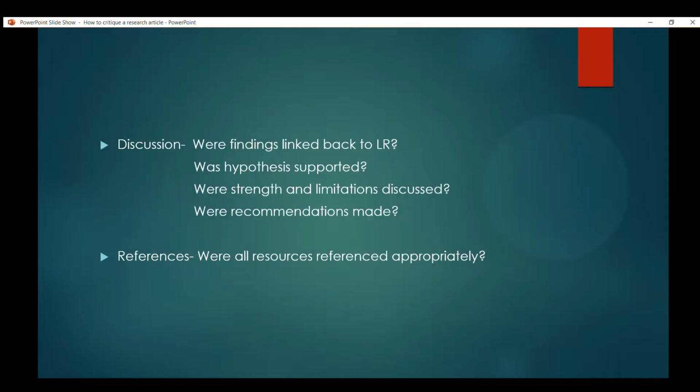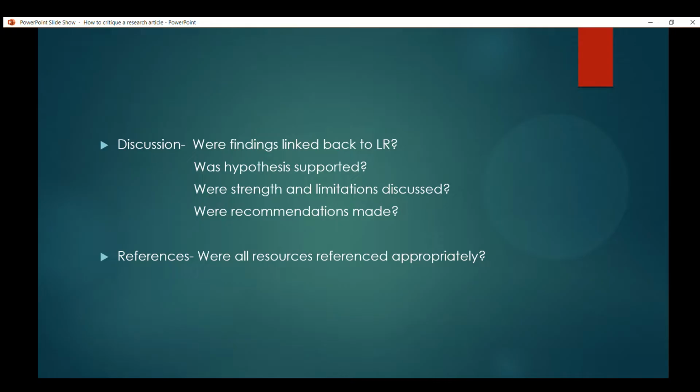So now for the discussion, were you able to link it back to the literature review? Because from the literature review, we proposed a hypothesis. So for the discussion part, you want to state whether the hypothesis is actually supported, ticked, or not. That part can only be linked back to the literature review. And then when you check the discussion, was this done? If yes, you state it in your critique. And if no, also state it in your critique.